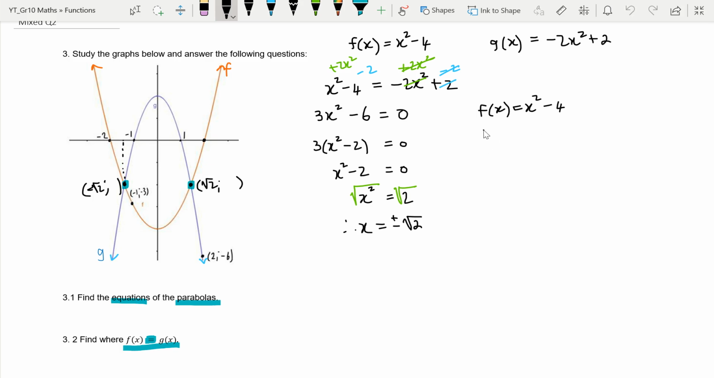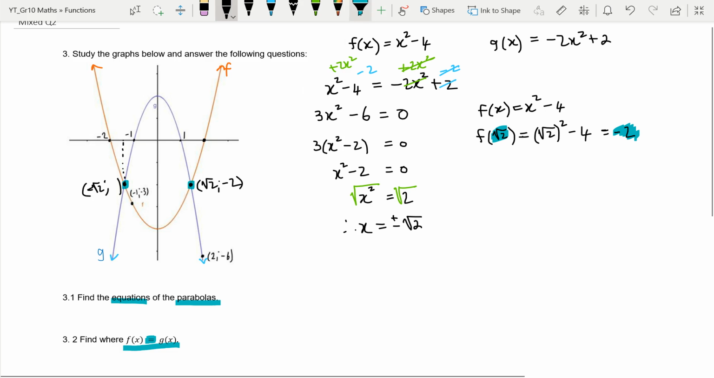So into that function, I am going to plug into the place of x a square root of 2. So into the place of x, I plug in square root 2, and then that is squared. And then the square of that just gives me 2. And if I take away 4, it gives me a negative 2. So when I plug in a positive square root 2, I'm going to get out a negative 2 there. So that must be a negative 2 over there.